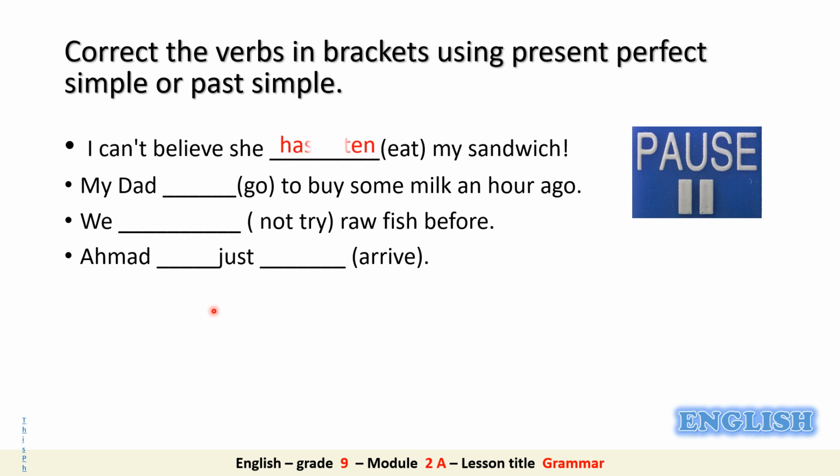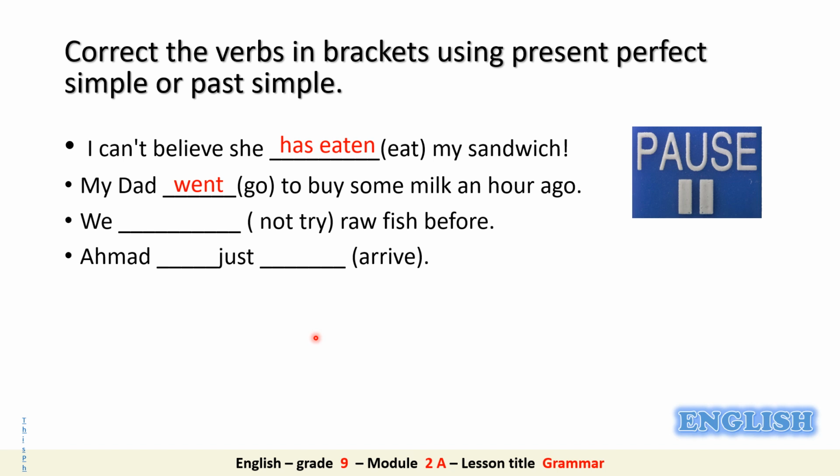What do you think? Excellent. It has eaten. Here the speaker finds out that there is no more sandwich for him. So this is a result of an action that happened in the past. So we use present perfect, has eaten. Now number 2, what do you think? Excellent. It went. Why? Because here we have the words an hour ago, which refers to the past.